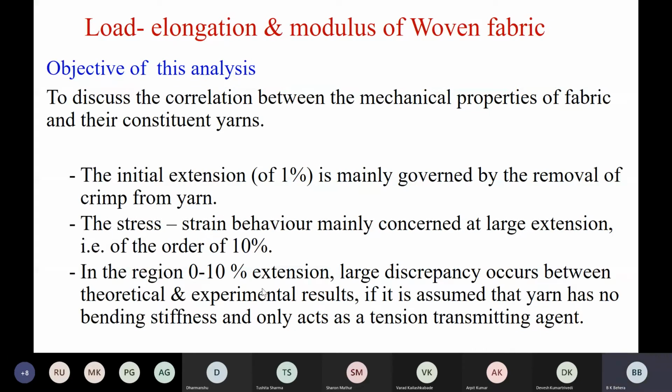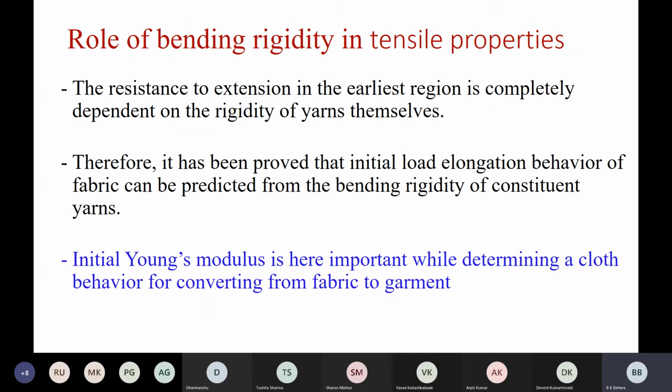As I said, initial extension is due to decrimping. Crimping and decrimping is nothing but bending and debending. When crimp is inserted, yarn bends. When crimp is removed, yarn also bends. That means this zone is mainly governed by bending stiffness of yarn in the fabric. Okay, so these are the three major observations during tensile test.